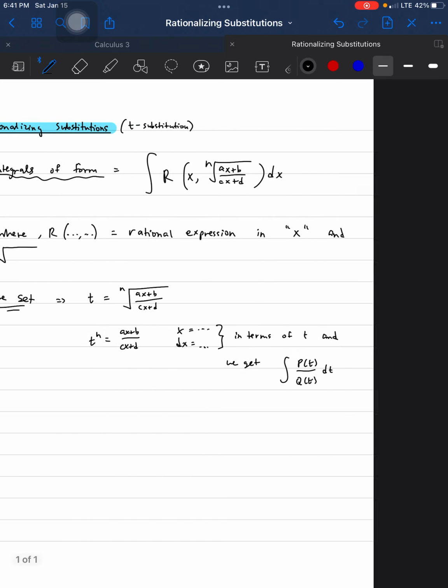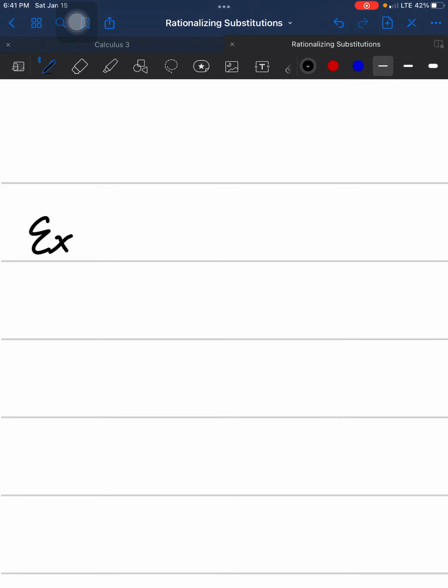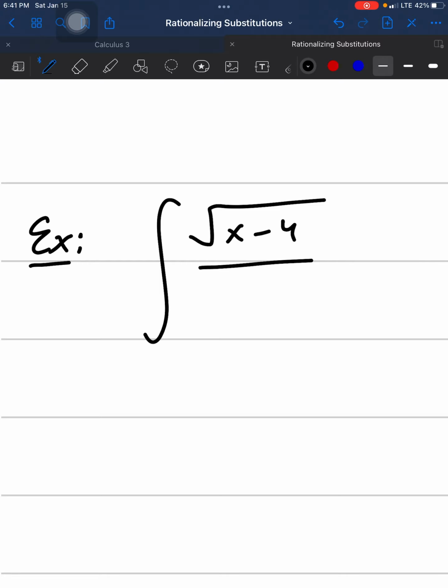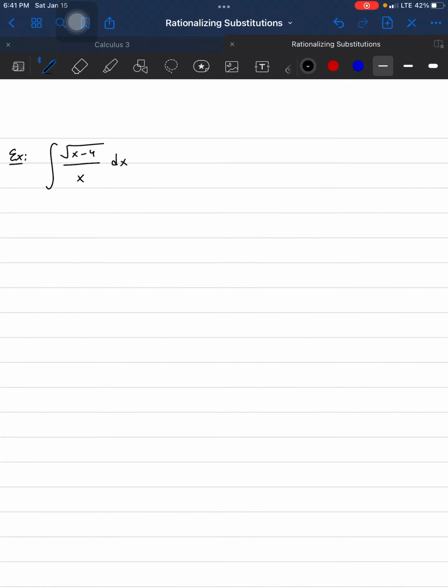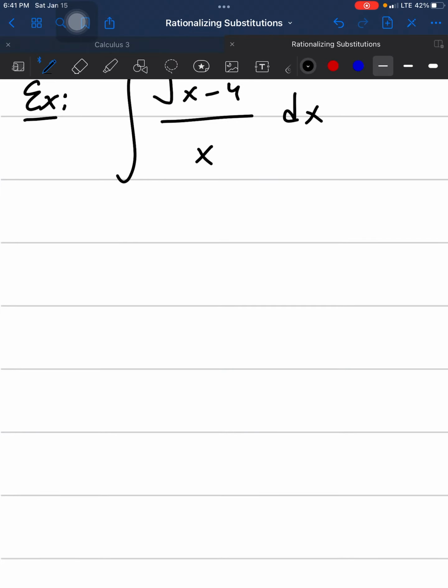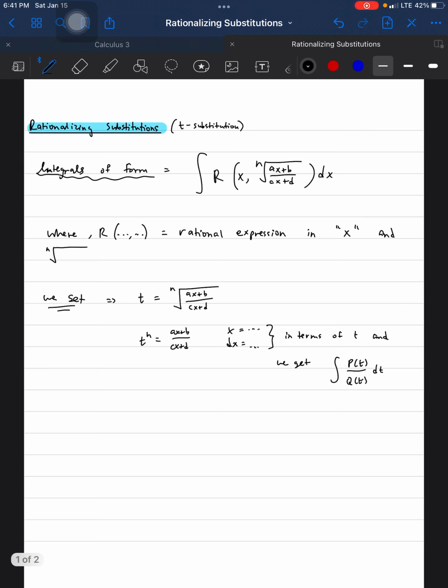So let's just do an example. The example is we want to integrate radical x minus 4 over x dx. And now how would you solve this?